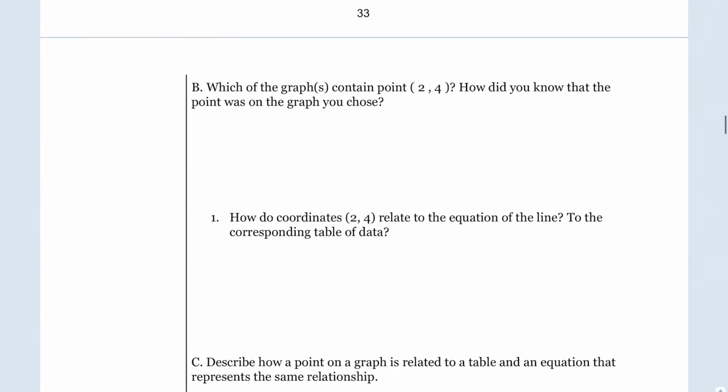All right, so let's go ahead and talk about these questions here. Which of the graphs contain the point (2, 4)? And how did you know that the point was on the graph you chose?